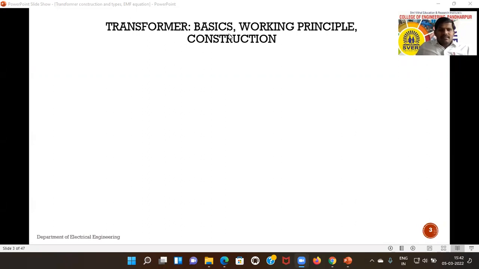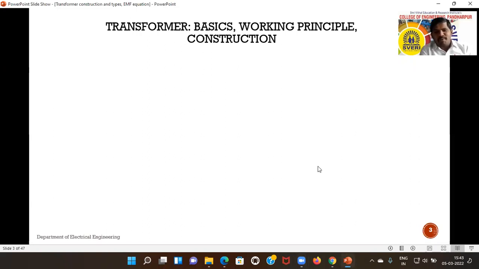Transfer current from one circuit to another circuit. Only it will transfer current or voltage, or it may be power. Okay, power. See, transformer, it is one device. It will transfer a power from one circuit to another circuit. So the power will be transferred from one circuit to another circuit in case of transformer.